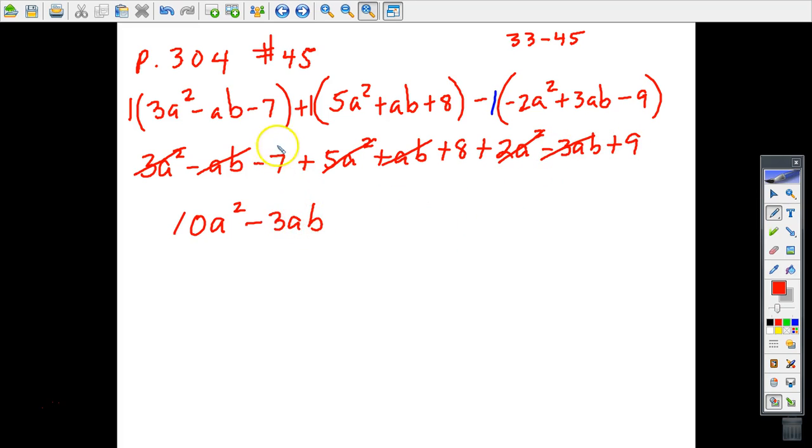And then all I'm left with now are constants. So negative 7 plus 8 is 1. 1 plus 9 is 10. So that's the standard form, polynomial, highest to lowest exponent. And classifying by number of terms, I would say that this is a trinomial.